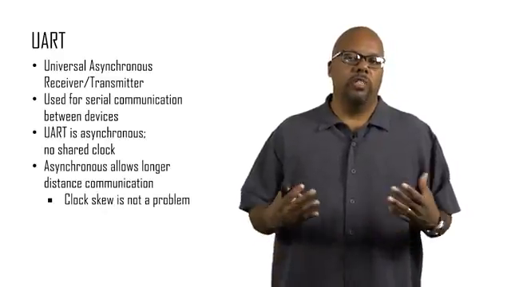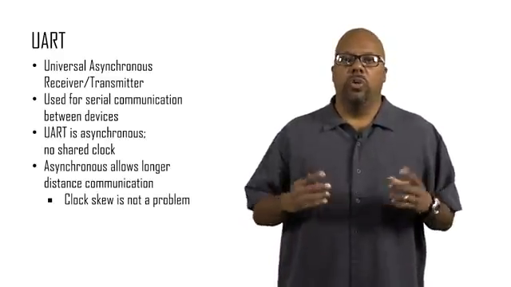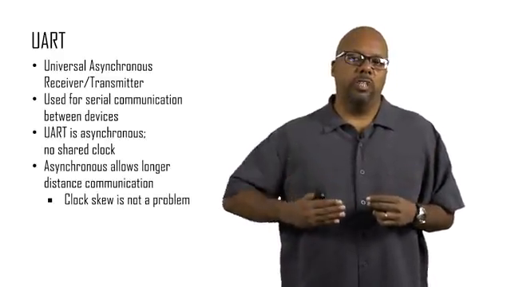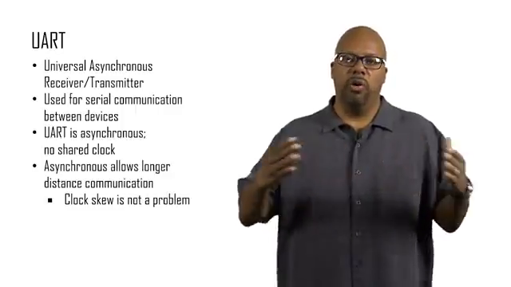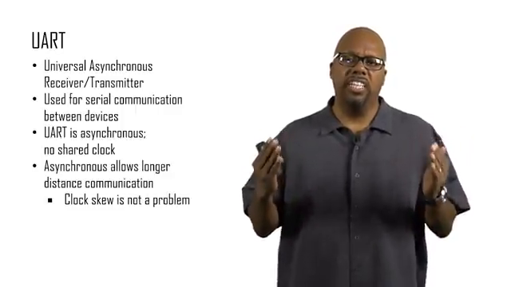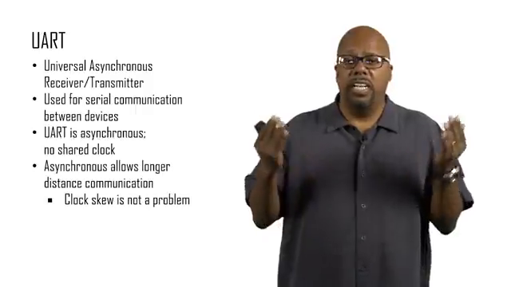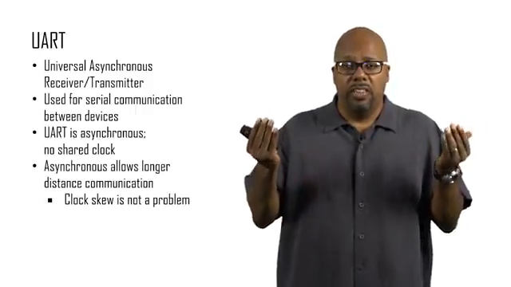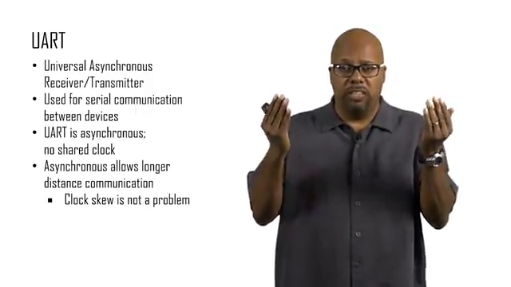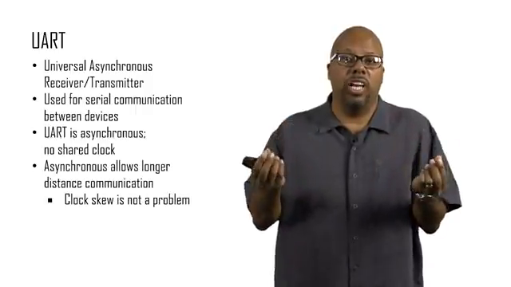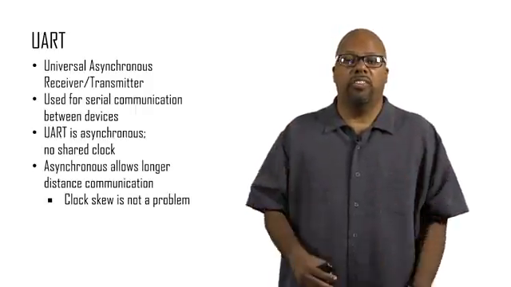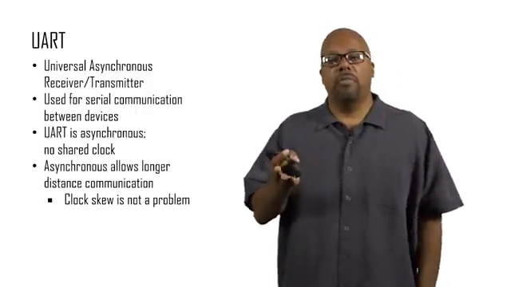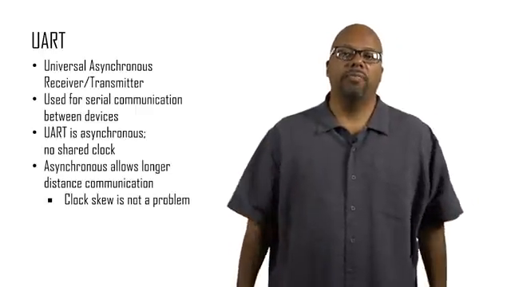So skew is basically this: in a synchronous system, all the components receiving a clock have to receive the clock edge at the same instant. But they never receive it at exactly the same instant. There's always a little bit of difference in the time when they receive it, and that difference is called clock skew. You want to minimize clock skew, but it isn't such a problem with UART because it doesn't have a clock.